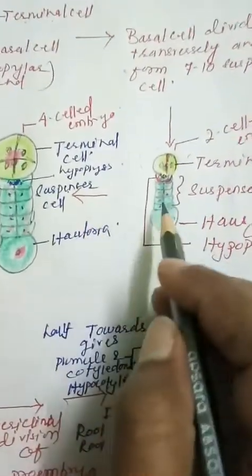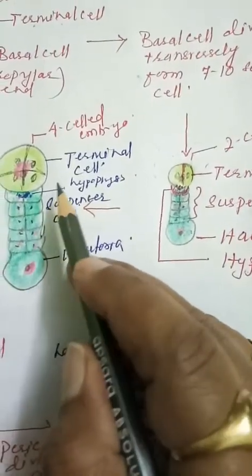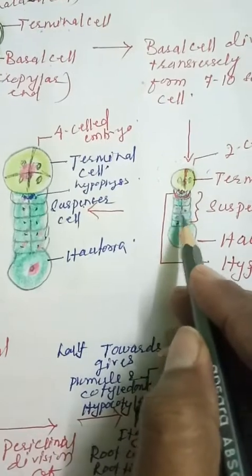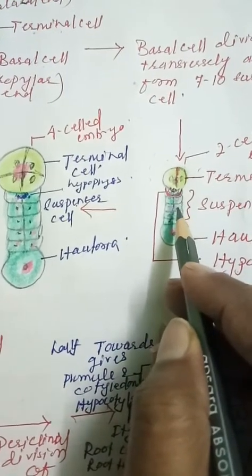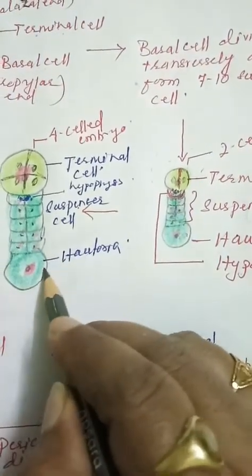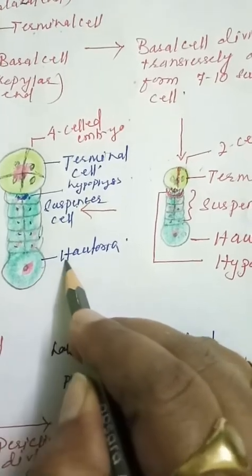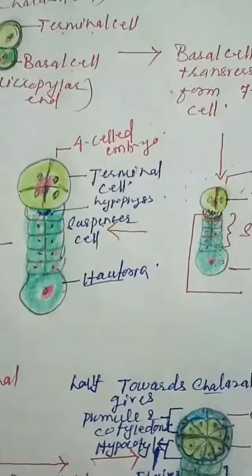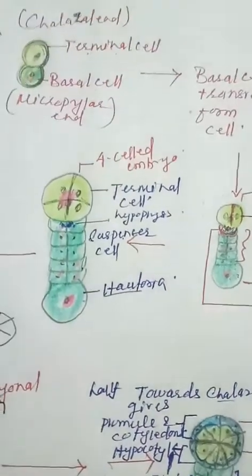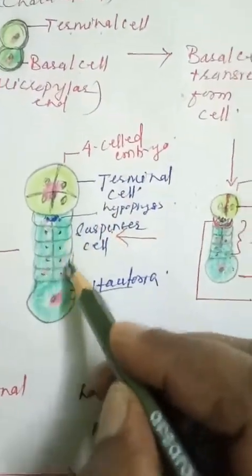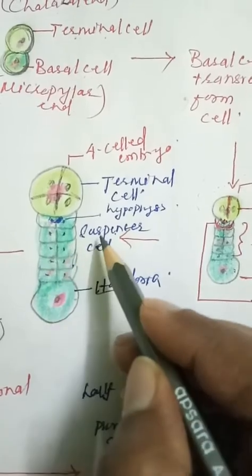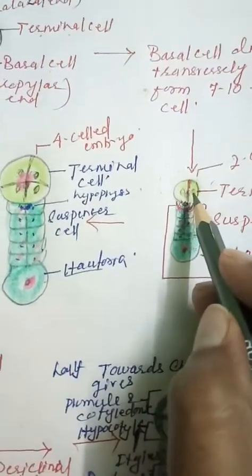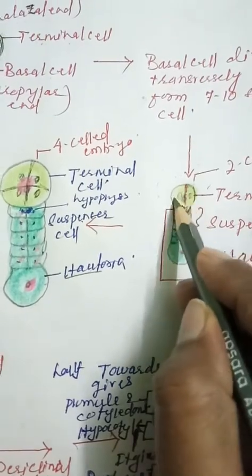Next is division of terminal cell. After division of basal cell up to 7 to 10 cells, the last cell is enlarged and called haustorium, and the cell which is towards the terminal cell is called hypophysis, and these middle neck-like cells are called suspensor cells. Now divisions take place in the terminal cell.